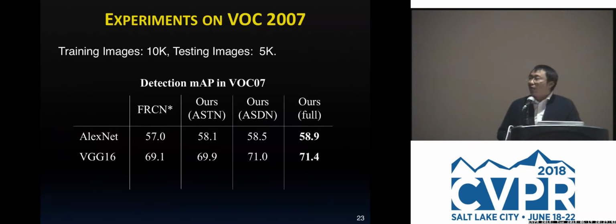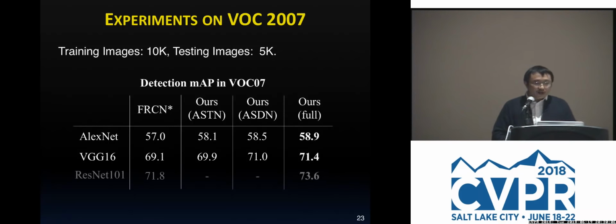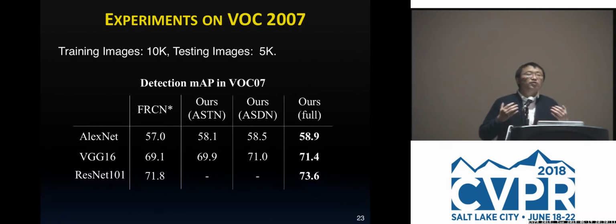We have done our experiments on the Pascal VOC dataset. At that time, we were still starting with AlexNet and VGG16. For these networks, we find both strategies give around 1% improvement, and together it's around 2% improvement. So you will wonder whether this strategy would work on a much deeper network. Later, we experimented on ResNet-101 for detection, and we can see that even for such a large network, we still have a reasonable improvement of around 2%.